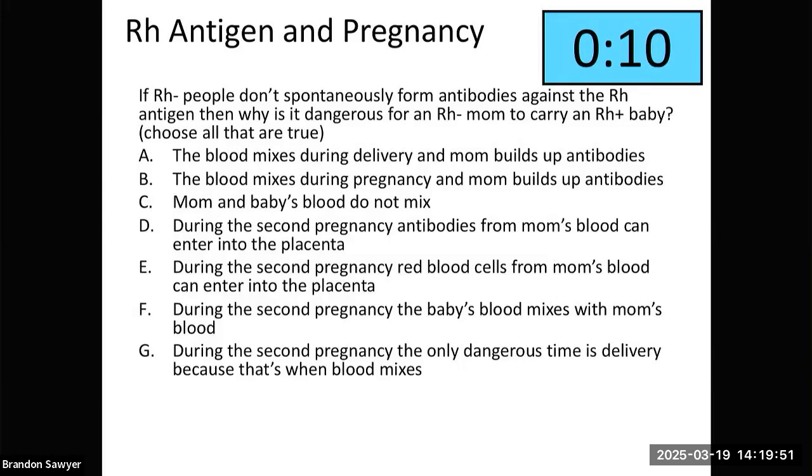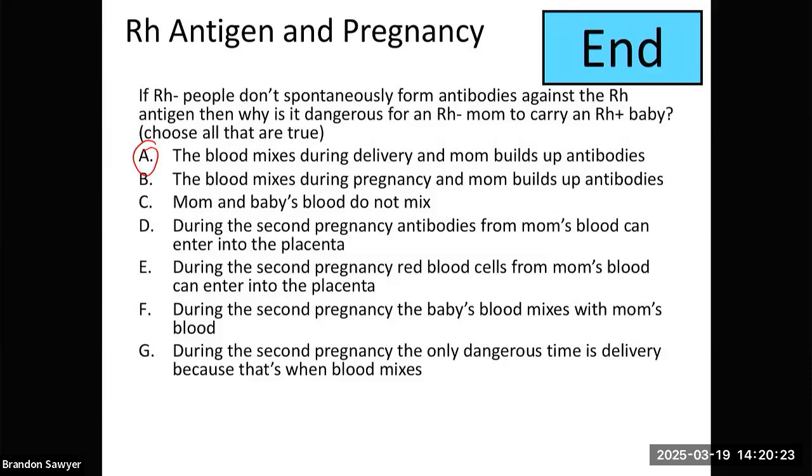All right, let's go ahead and come back together here. Okay. Team one, I don't think I've picked on you guys yet. What's one of the right answers here? What'd you guys think? A, okay. So the blood mixes during delivery and the mom builds up antibodies. That's correct, for sure. So we don't really get blood mixing until delivery. And that's why the second pregnancy is more dangerous, right? Because the first pregnancy, we don't have the blood mixing until then, and then the baby's out, right?